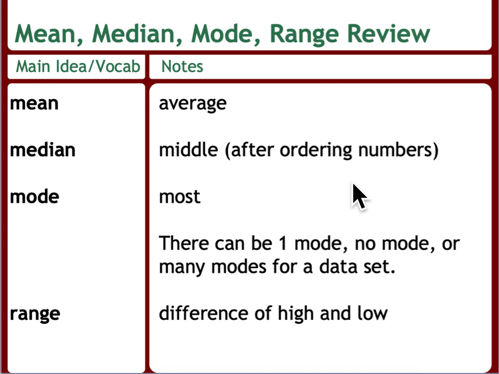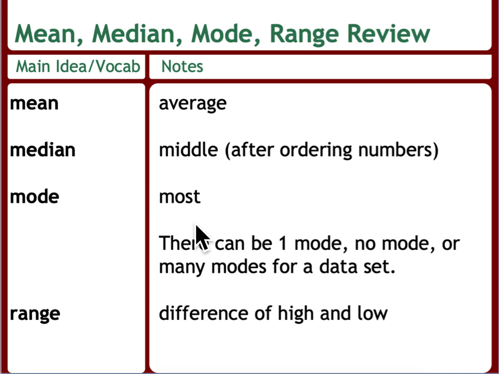Welcome everyone. Today we're going to do a quick review of mean, median, mode, and range. So if you remember, the mean is also known as the average. The median is the middle of the data. So after you order the data set, the numbers in the data set from least to greatest, or greatest to least, actually doesn't matter. As long as you order them, you find that middle number, and that is the median.